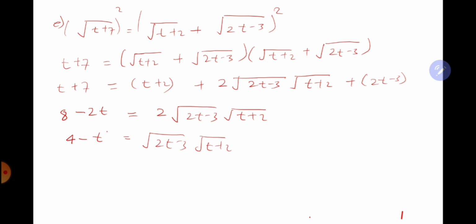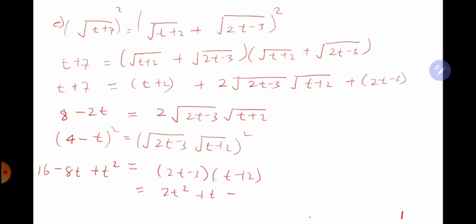Now we square the equation again. So we will end up getting 2t minus 3 times t plus 2. Here we will get 16 minus 8t plus t squared. So on this side we get 2t squared plus 4 minus 3 will be plus t minus 6.